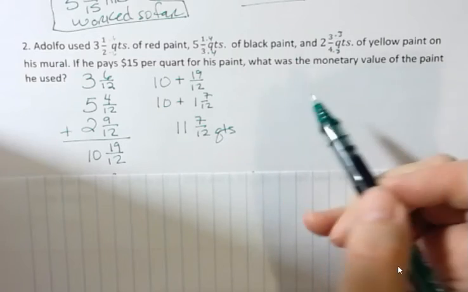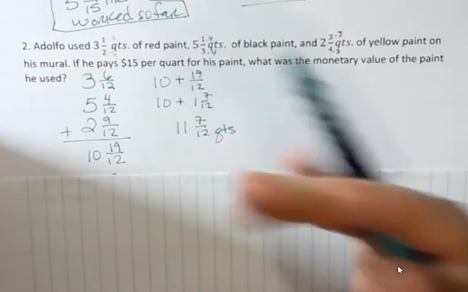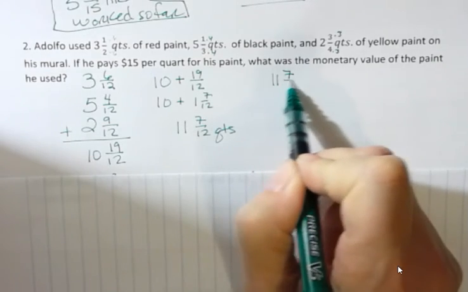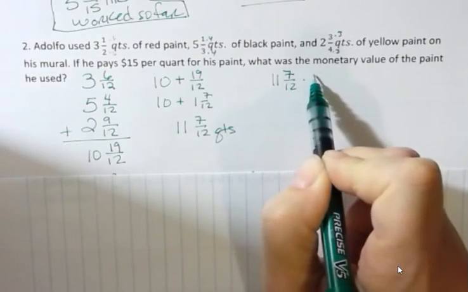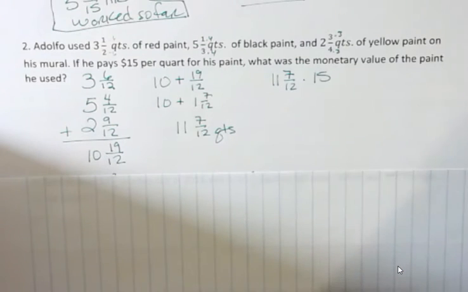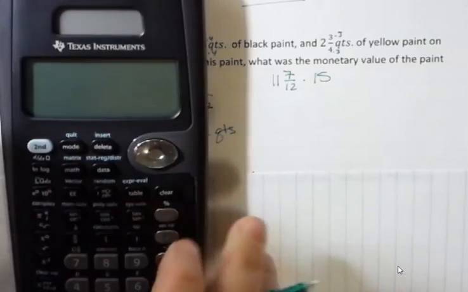And the monetary value is $15 per quart, I should say. How do I figure that out? Well, I'm going to take 11 and 7/12 and multiply it times 15. First, I need to change this into an improper fraction. 11 times 12 is 132 plus 7, 139.